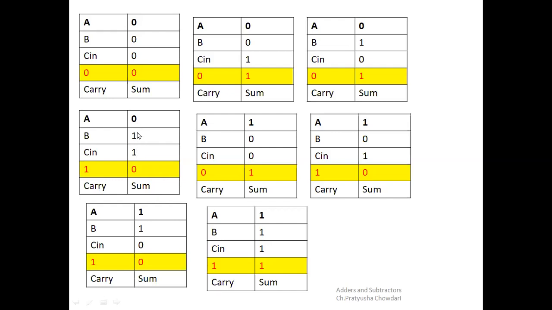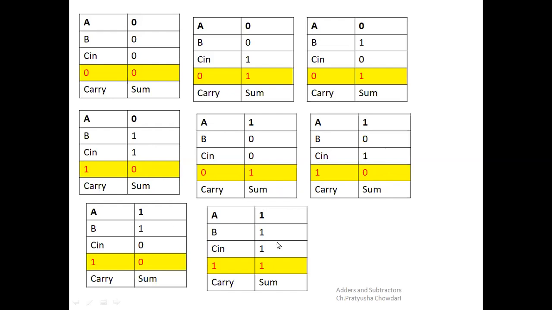like the cases here, 1, 2, 3, when you have two ones in the input stream, then 1 plus 1 answer is 2. So in binary it is 10. So sum is equal to 0 and carry is equal to 1. Next, the last case, 1 1 1.